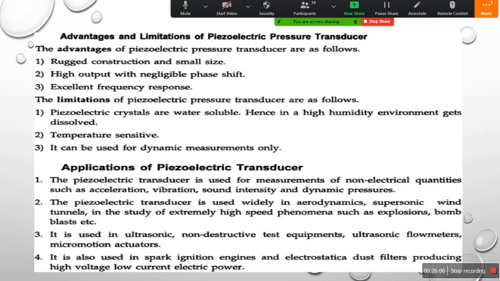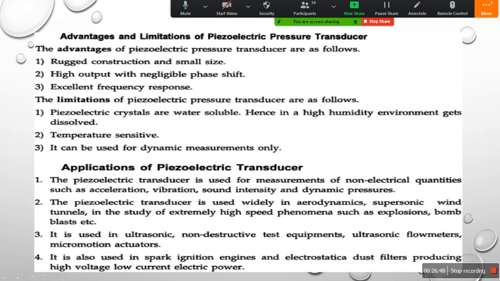Other than that, it is used in ultrasonic non-destructive test equipment, ultrasonic flow meters, and micromotion actuators. In the case of ultrasonic flow meters, we cannot hear the ultrasonic frequencies, but depending on the frequencies, internal vibrations or sounds are produced, and based on that you will be able to generate a voltage. You can measure the voltage outside by placing a piezoelectric crystal inside the ultrasonic flow meter. You will mostly find these instruments in instrumentation labs.